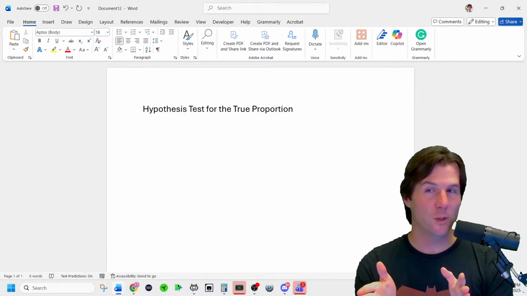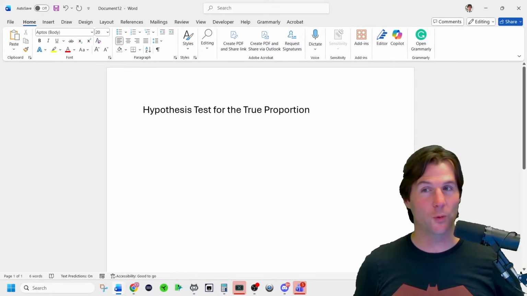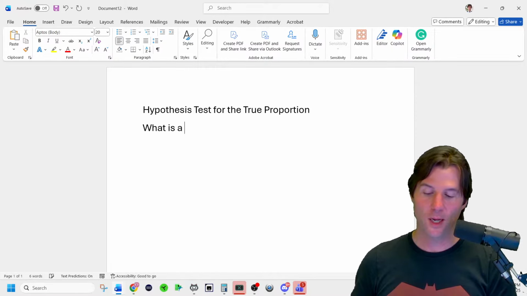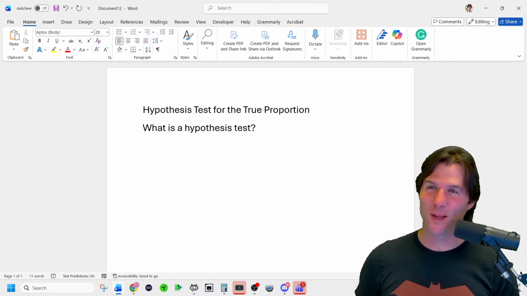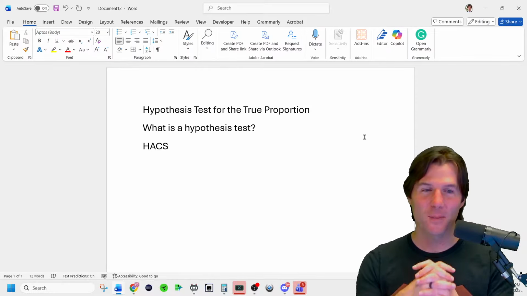Now we have a method we use in this class. Who knows the acronym of the method we use, which we're going to walk through and explain first? What is a hypothesis test? That'd be awesome, Riley. What is that? It's the HACS method we use in this class. So HACS method. It's just an acronym I made up to help remember it.